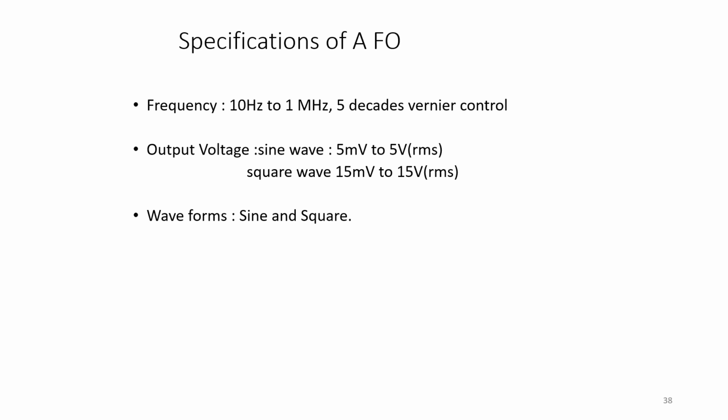The frequency can go from 10 Hz to 1 megahertz. The output voltage, sine wave, can go from 5 millivolts to 5 volts. Square wave can go from 15 millivolts to 15 volts. The two waveforms, sine and square, are the only types generated, not other waveforms. Output impedance required is 600 ohms.